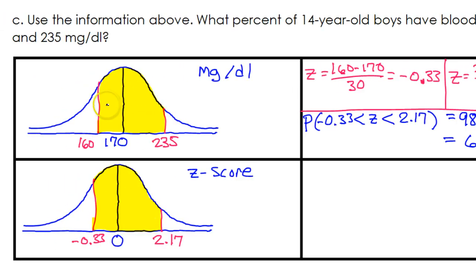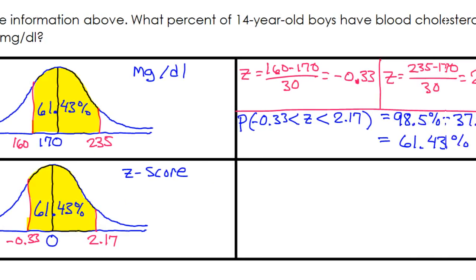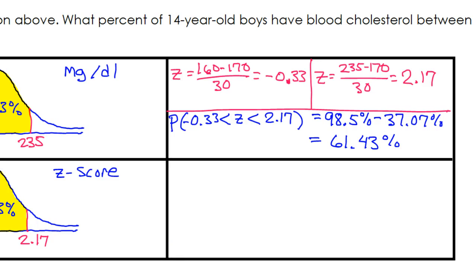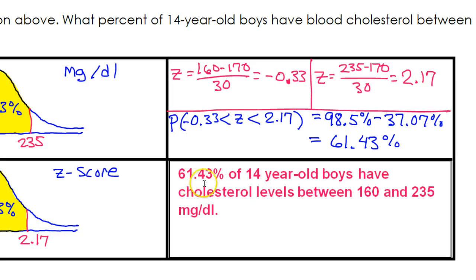So let's go ahead and record that in our pictures. 61.43% is the amount of data that's in between these two numbers. Same thing here, 61.43%. And finally, go ahead and put your answer into words. So there you go, 61.43% of 14-year-old boys have cholesterol levels between 160 and 235 milligrams per deciliter.